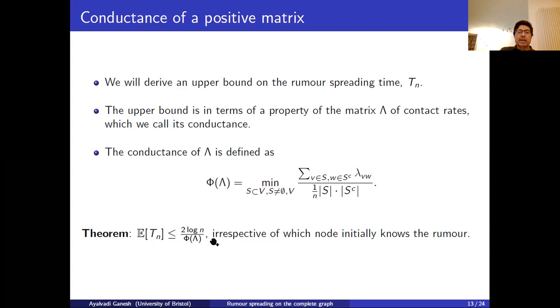If you compare this result with that for the complete graph, you see it looks very similar. There we had just 2 log n, and the only difference is that it's divided by the conductance. So a first question might be, what is the conductance when lambda is the matrix corresponding to the model we studied last time for the complete graph? If the conductance turns out to be 1 for that model, then this bound is exact. If it turns out to be smaller than 1, then this bound is loose. If it turns out to be bigger than 1, then this bound is wrong because it contradicts what we got last time.